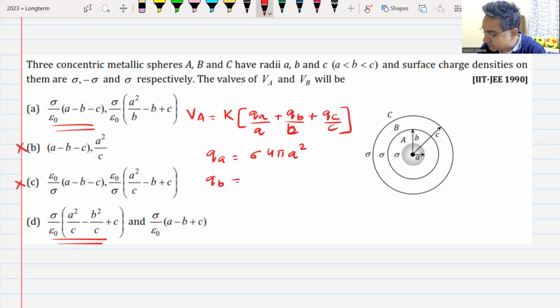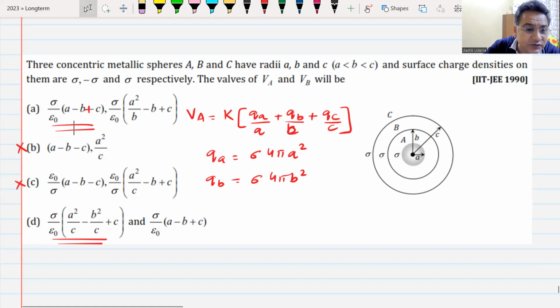Charge on the sphere B shall be sigma into 4 pi b square. So it is a square by a plus b square by b plus c square by c. Yes or no? Yes, sir. So it will be, I think the option is wrong. Here it should be plus c, not minus c. So it will be a minus b plus c into sigma by epsilon naught. The option is given wrong. Do we understand this? Yes, sir. That is the answer for this one.